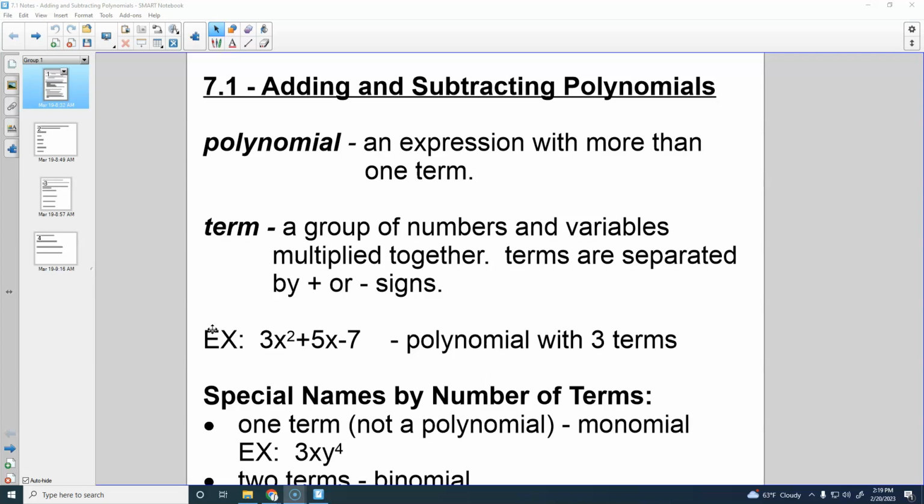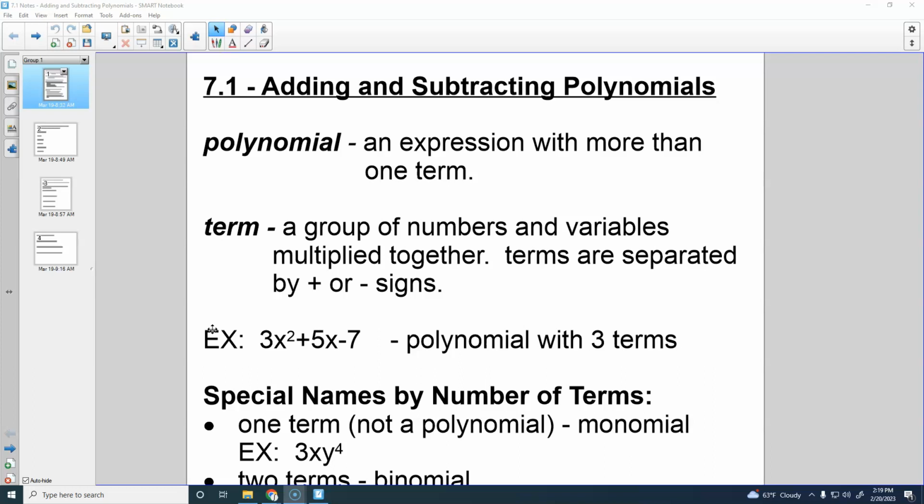All right, so first thing we're going to talk about is just some vocabulary, because polynomials have a lot of fancy terms that we use to name different polynomials. So I would like for you guys to be familiar with these so it does not confuse you if you hear them used. Okay? So a polynomial is an expression with more than one term.